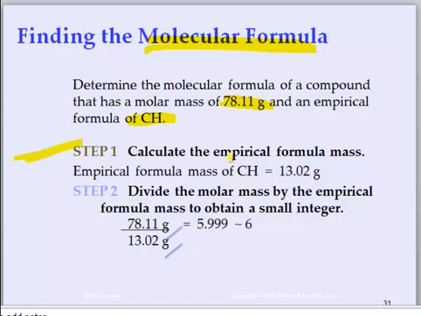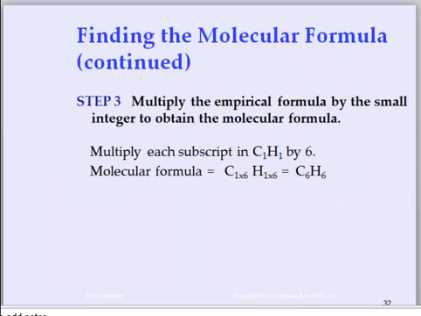Step 1 is to calculate the empirical formula mass. The formula mass would be the atomic mass of carbon plus hydrogen, which gives you 13 grams. Step 2 is to divide the molar mass by the empirical formula mass to get the smallest whole number. Taking 78 grams of the molar mass divided by the empirical formula mass, you get a value of 6.